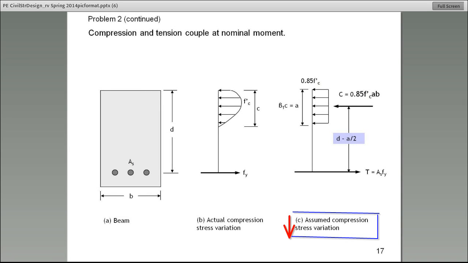So here we have the stresses. 0.85 F prime C are the stresses. But I need everybody's help here. Guys, if I give you the stress and I ask you to please find the maximum force, I give you the stress and I ask you to find the force associated with it, what would you do? Critical thinking. What would you do?